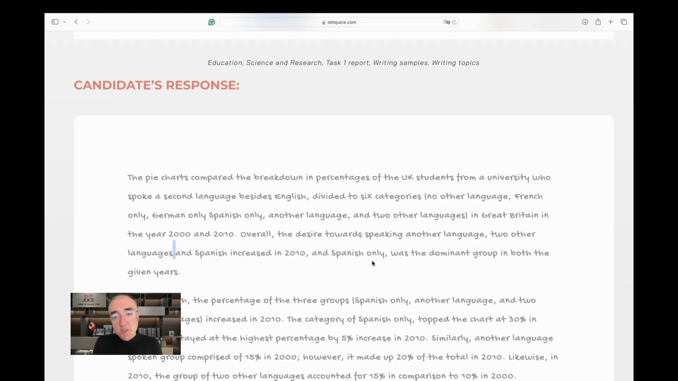And Spanish only was the dominant group in both years. Instead of "in both the given years," you can say "in both years," and that's simple, or "in the given years," or "in the years given," if you want higher control and flexibility over your grammar.